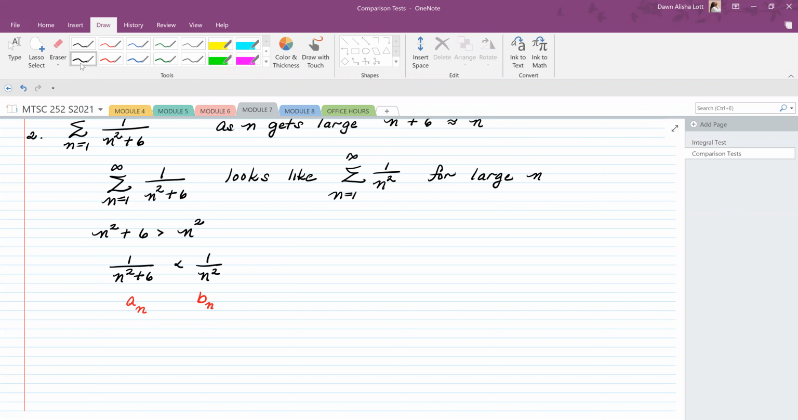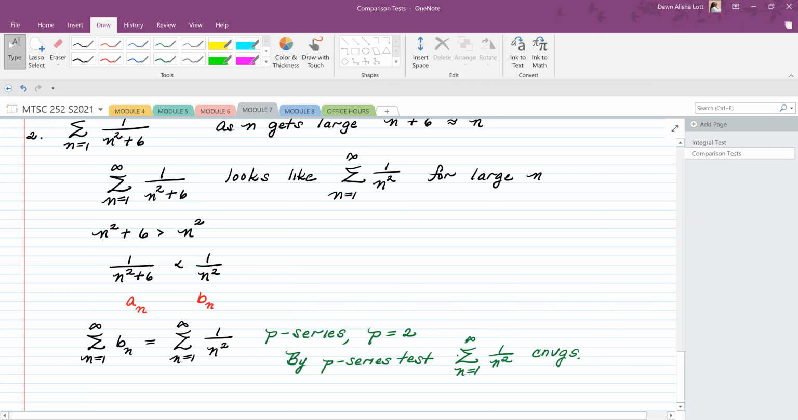Okay, now what do I know about the summation of b_n? Well, the summation n equals 1 to infinity of b_n is the summation n equals 1 to infinity of 1 over n squared. Now I can identify that right away. That is a p-series where p is equal to 2. So by the p-series test, the summation n equals 1 to infinity of 1 over n squared converges.